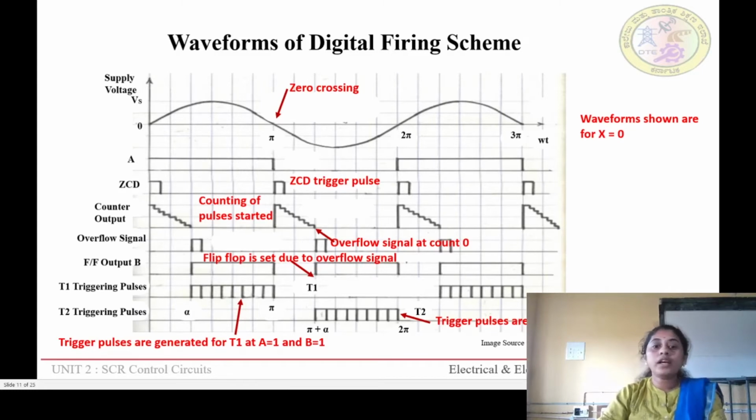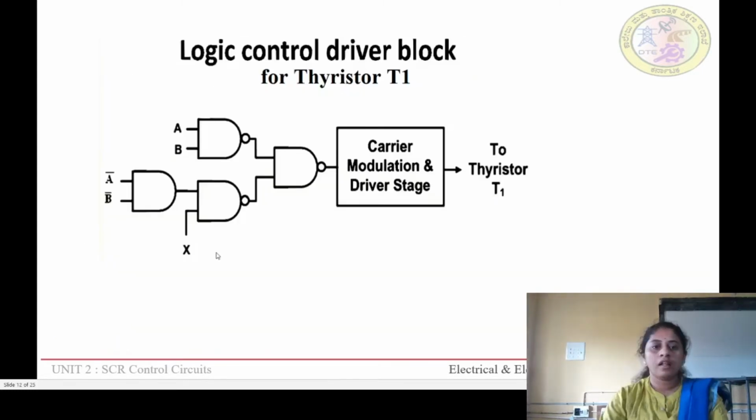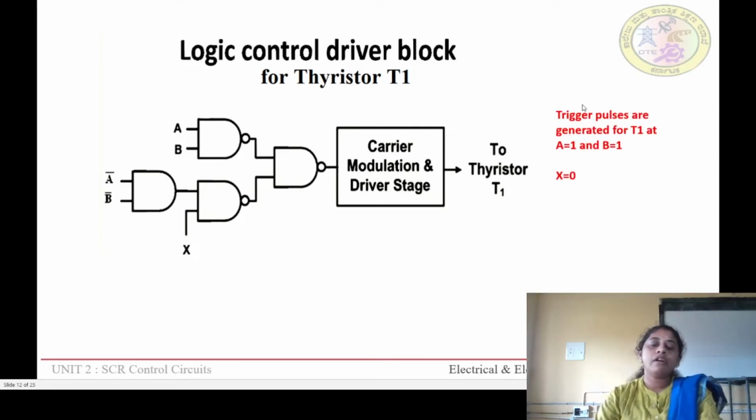Now let us see how the triggering pulses are produced. Let us now know how the logical control driver block works. This is the logical control driver block circuit for thyristor T1. The logical control driver block contains a combinational circuit. The combinational circuit includes 3 NAND gates and 1 AND gate. In the previous waveform, we saw that for thyristor T1 to receive a triggering pulse, the value of A and B should be equal to 1 and the value of X is 0.